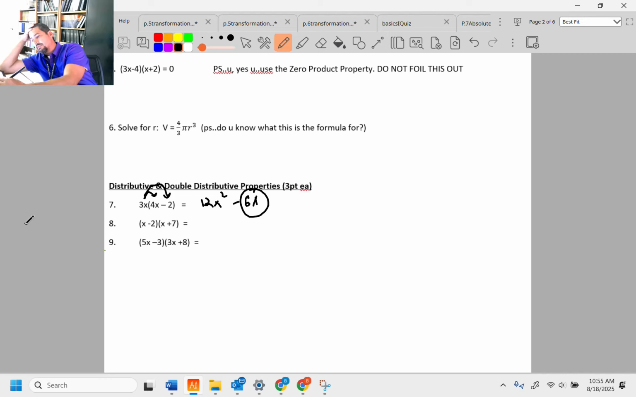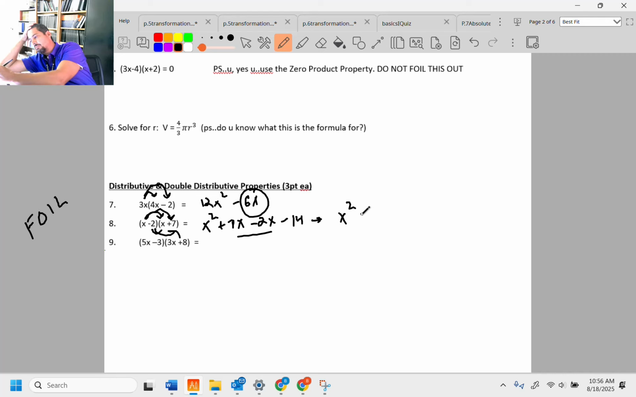On number 8, you'll use the acronym FOIL, first, outer, inner, last, but I just draw arrows. X times x would be an x squared. X times 7 would be plus 7x. Negative 2 times x is minus 2x. And that's the one a lot of kids forget about. Right here is something that a lot of kids forget. I think I'd had about a 2/3 success rate on the last quiz. Negative 2 times 7 is minus 14. And then we combine like terms. The stuff in the middle is the same thing, but they're x's. So we have x squared plus 5x, and then minus 14. And we just keep moving forward.